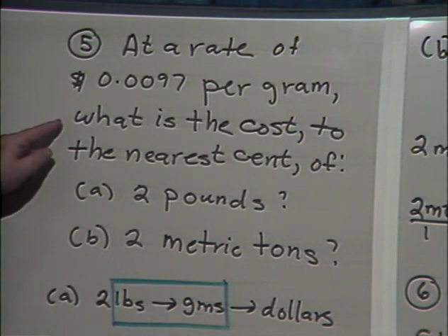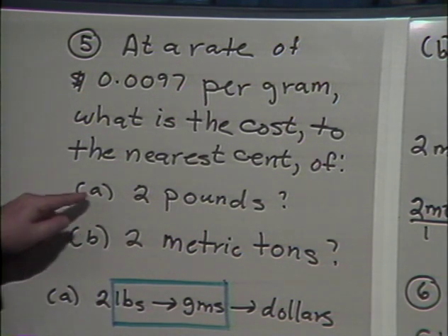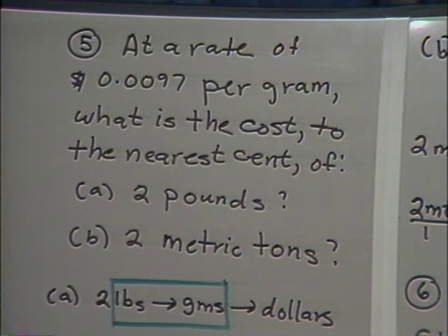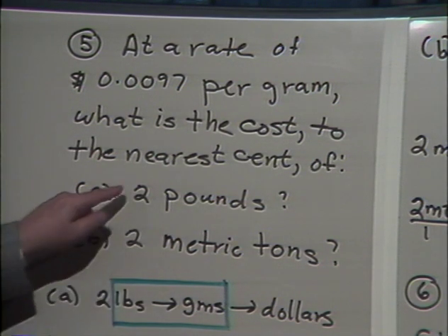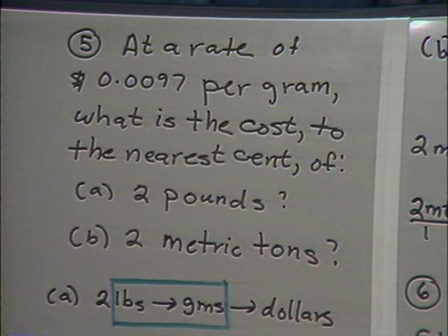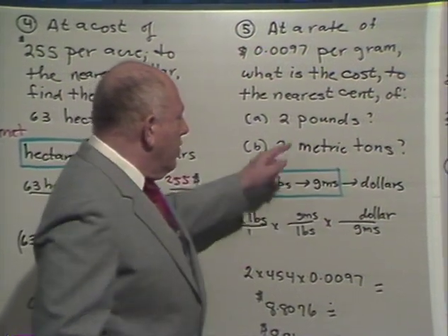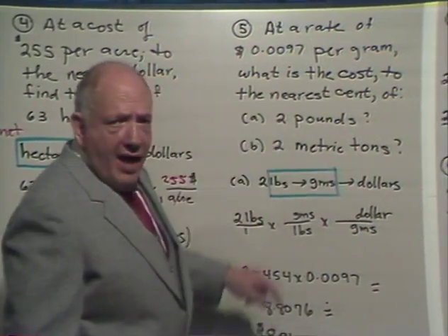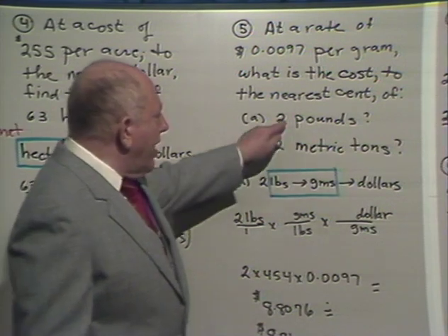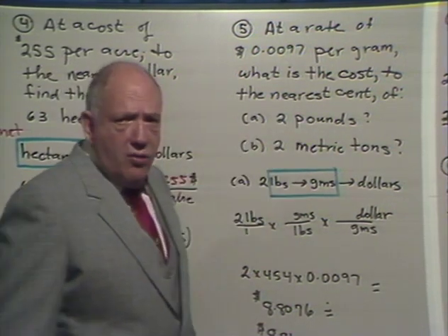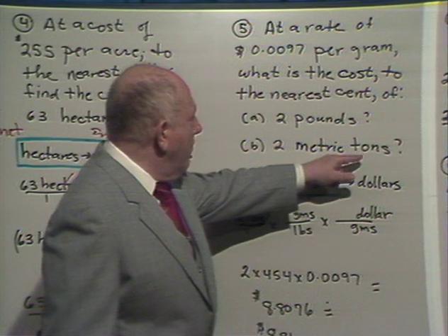The problem says, what is the cost to the nearest cent of A, 2 pounds, and B, 2 metric tons? Again, I want to show you, I picked the 2 here on purpose. And the reason for doing that was I want to, again, emphasize the adjective noun. It's not that you're getting 2 of something. In one case, it's 2 pounds, and the other case, it's 2 metric tons.